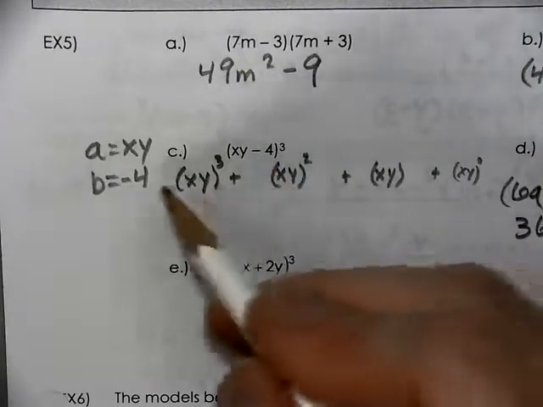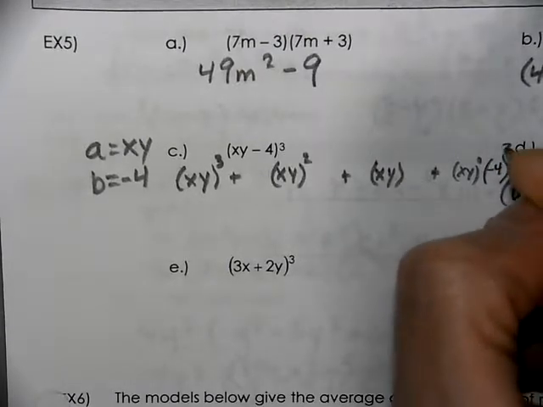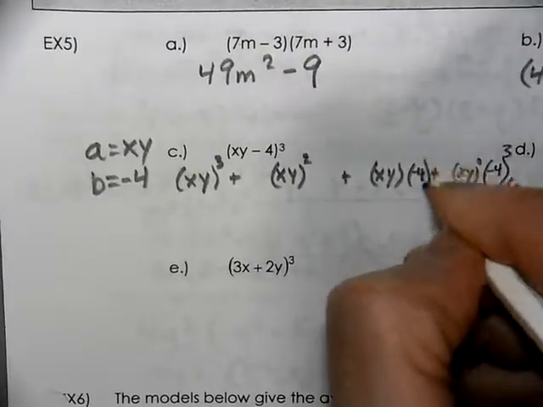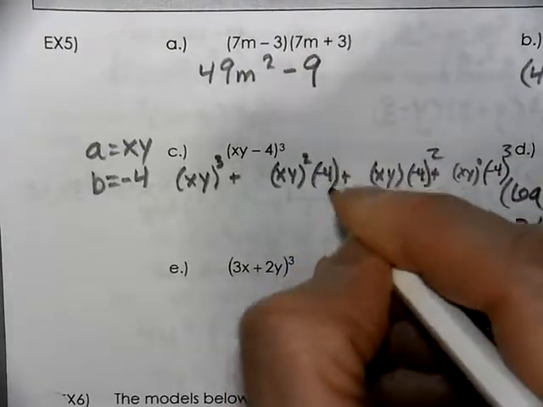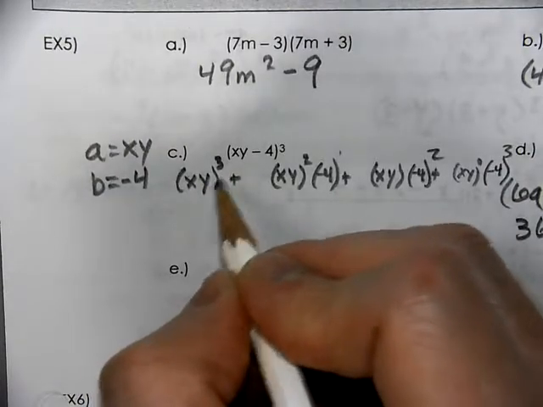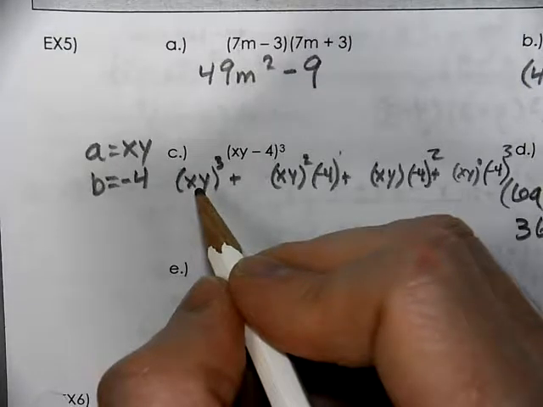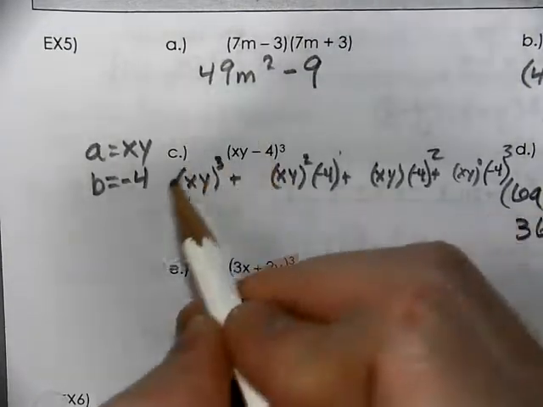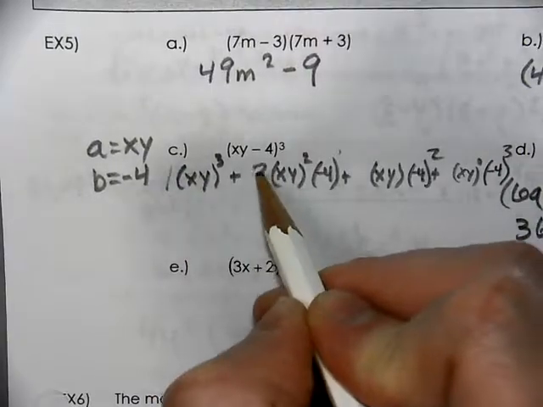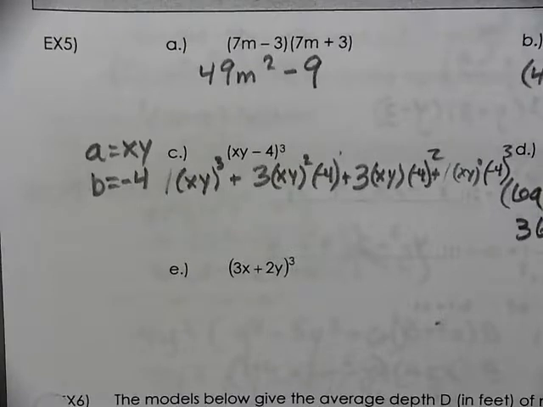So now we're going to take our b value and do negative 4 to the third power, negative 4 to the second power, negative 4 to the first power, negative 4 to the 0 power. Well, there's really no need to write it if it's to the 0 power. It's just a value of 1. Then we have our coefficients to put in. We have our 1, our 3, our 3, and our 1. A lot of times we'll start with the coefficients and then build around it.